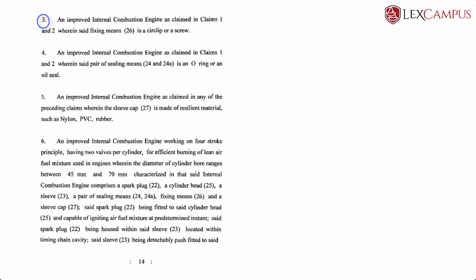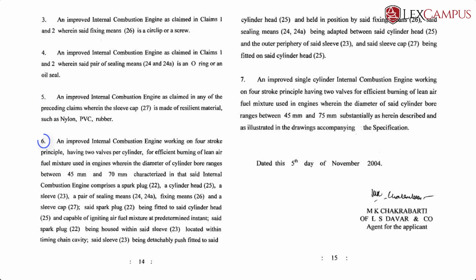Claim 3 is again dependent, claim 4 is again dependent, claim 5 is again dependent because it says an improved internal combustion engine as claimed in any of the preceding claims. So, 1 to 5 it is again dependent. Claim 6 is an independent claim, claim 7 is what we call an omnibus claim.